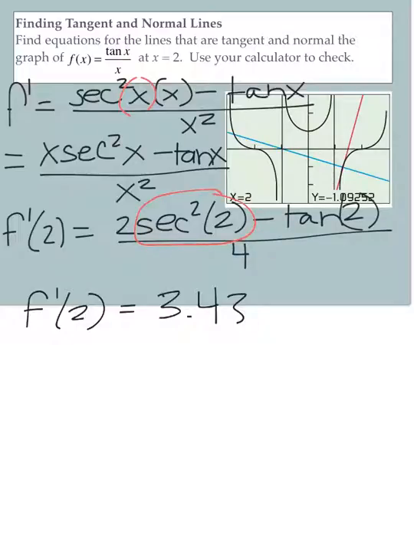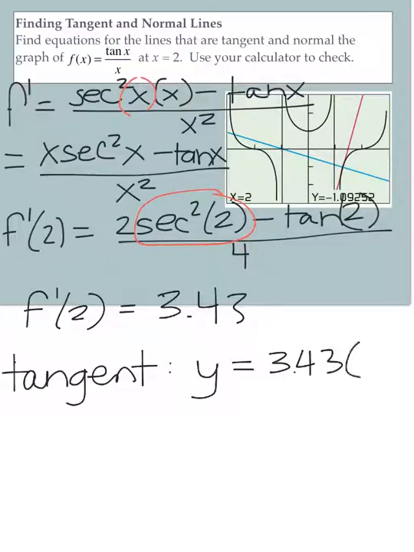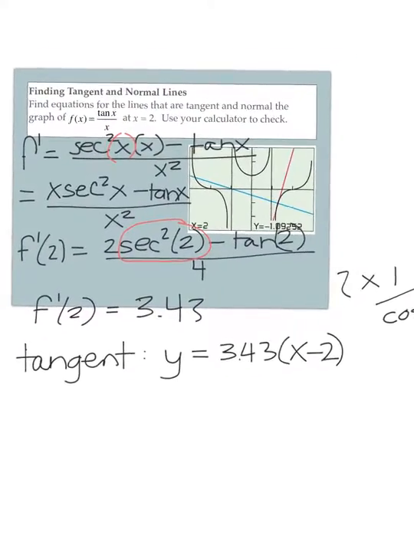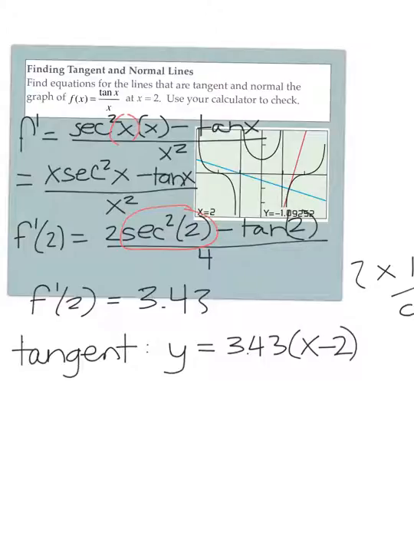So it's 3.43. You could leave it really ugly, but I wouldn't. Your equation for the tangent line then would be y equals 3.43 times x minus 2, plus, and you'd have to get the y value at 2. It's a decimal, or you could always just write tan 2 over 2. Like that. You could also write that.